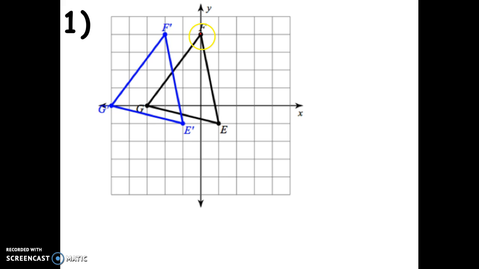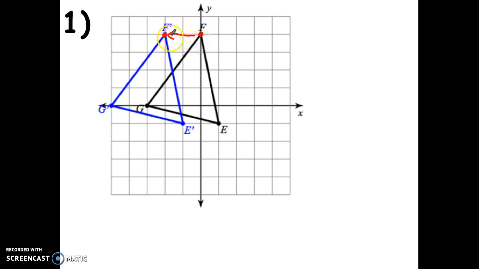So I'm just going to select F, okay? And then you also need to select the corresponding vertex on the image, which is F prime. So I suggest you draw arrows to help you, but some of you may not need to, and that's fine. But basically what you want to see is, how did I get from F to F prime? So I'm simply going to draw an arrow to F prime. I draw an arrow because that helps me to identify the direction that I'm moving.